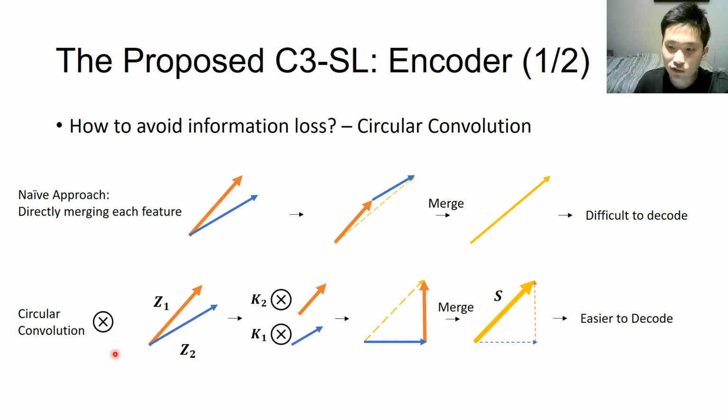Thus, in our framework, we use circular convolution operations. We first generate two random keys, K1 and K2, with normal distribution, and bind the feature vector with the generated keys. The bound features will be quasi-orthogonal to each other. As a result, it will be easier for the merged feature to preserve the information of the original features. Accordingly, it will be easier to decode the original features.